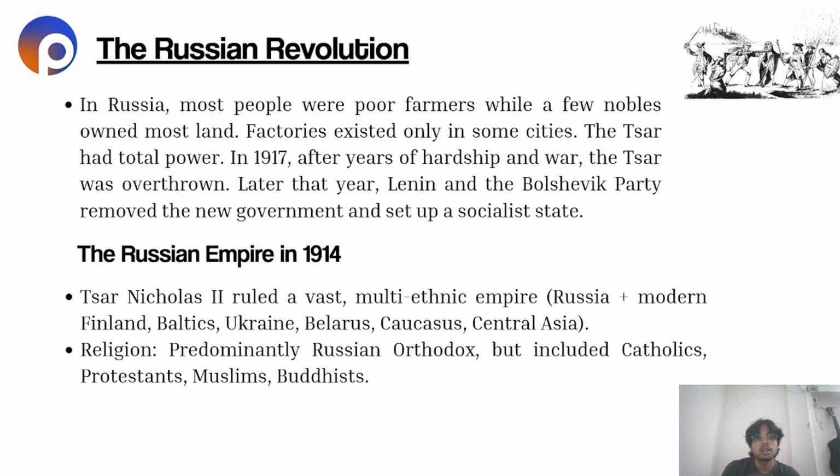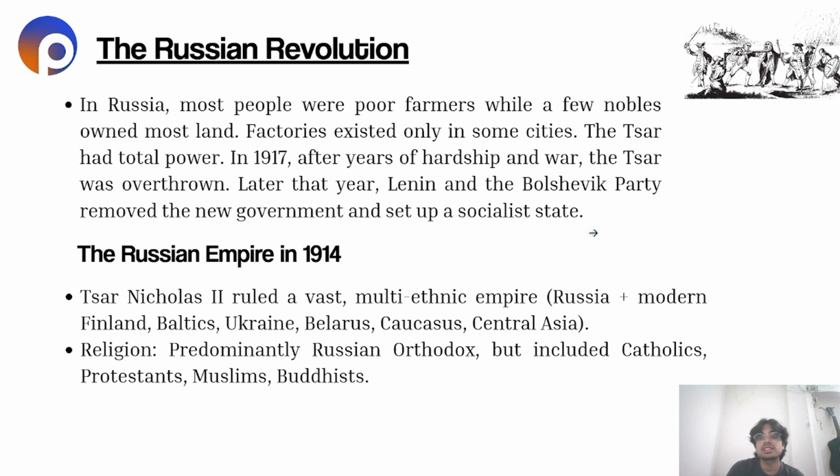Russian Revolution. Now, in Russia, most people were poor farmers, while a few nobles owned most land. Factories existed only in some cities. Now Tsar was the leader, the king or monarch in Russia at that time, Tsar Nicholas. Now, the Tsar had total power. In 1917, after years of hardship and war, the Tsar was overthrown. Later that year, Lenin and the Bolshevik Party removed the new government and set up a socialist state.